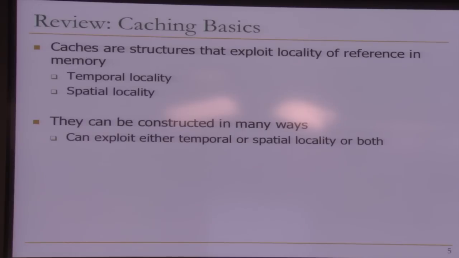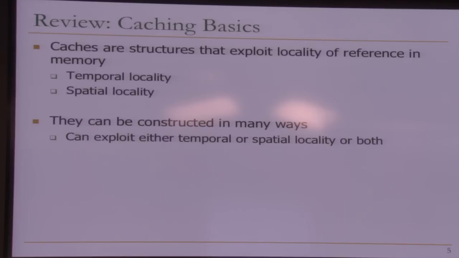This is a review. We've talked about this, basically. Caches are essentially structures that exploit locality of reference in memory, temporal and spatial locality. There are 2 types of locality, as we've discussed. And caches actually can be constructed in many ways. They can be software, hardware. We're going to focus a lot on hardware caches this time. And they can exploit temporal locality or spatial locality or both.